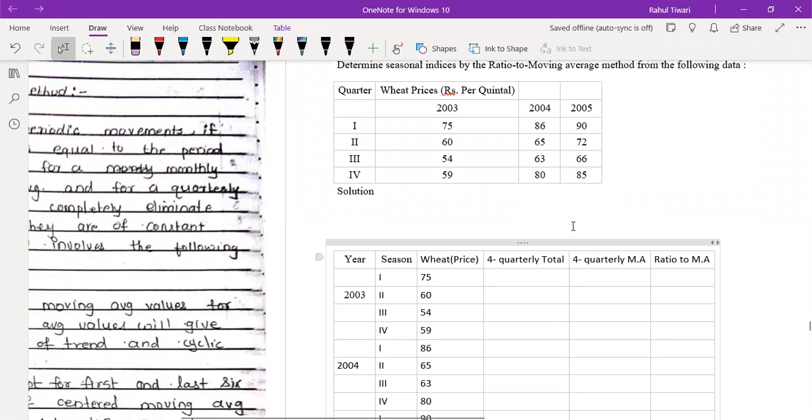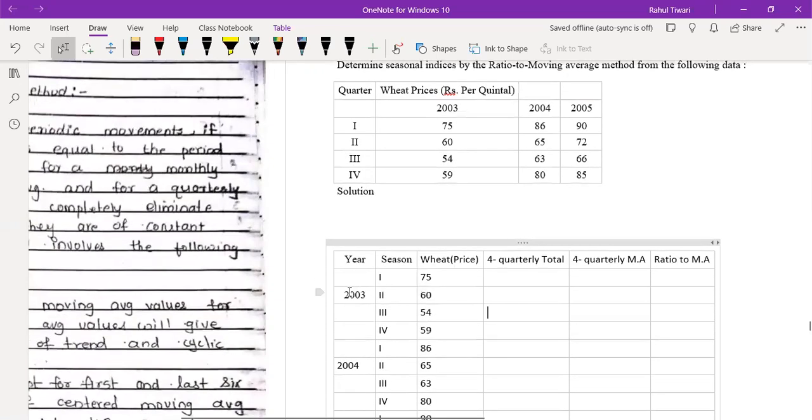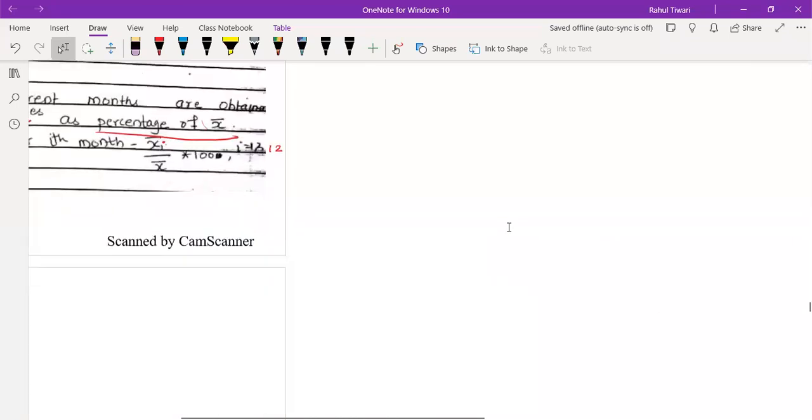Any questions so far here? Anyone? Because we are interested to first get the moving average. So you know how to obtain the moving average value, right? How did we obtain the moving average last time, if you remember?